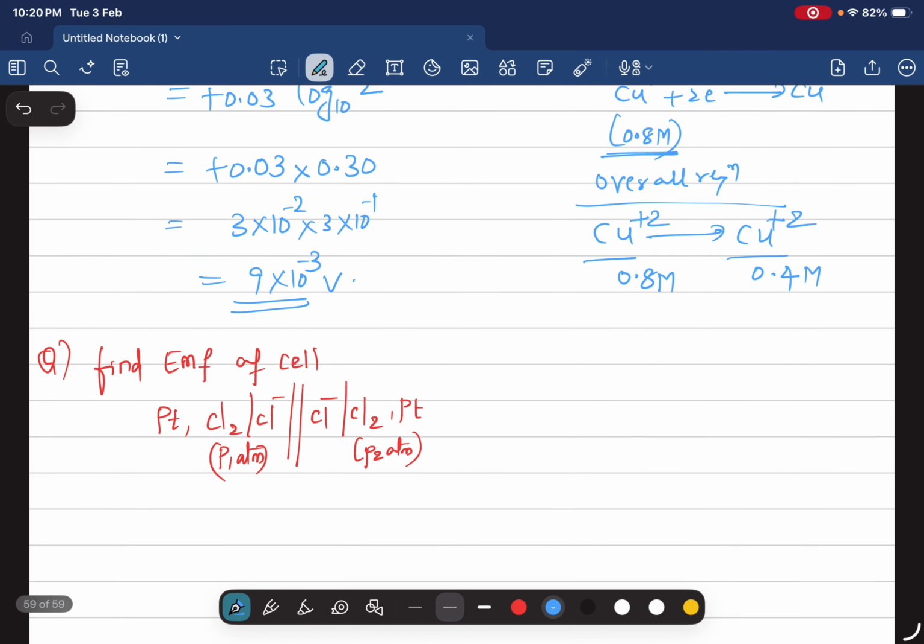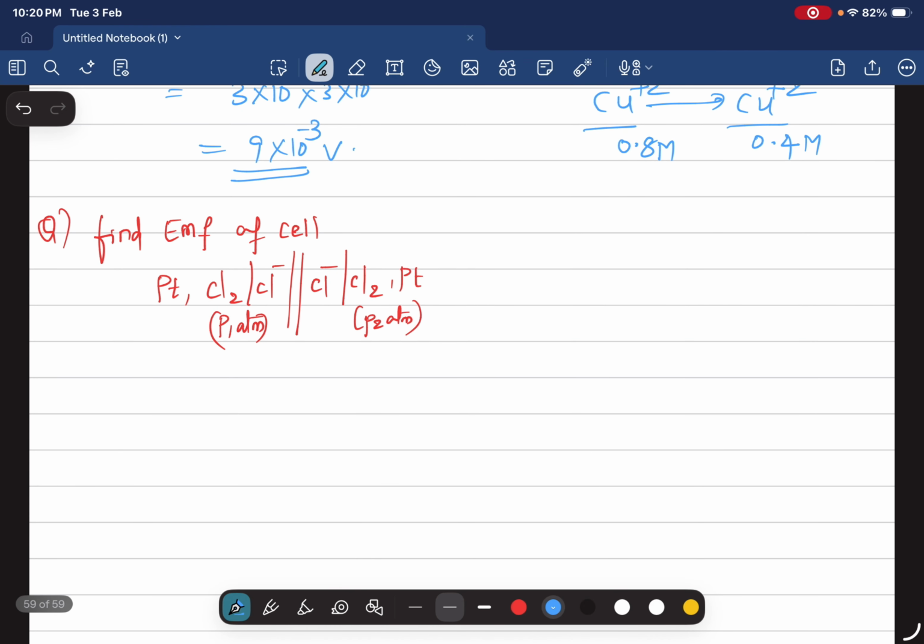Hope it is clear, students. Coming to the second question, based on the pressure difference for gaseous electrodes. The materials and composition are the same, only the pressure at the anode and cathode will differ. Find the EMF of the cell: Pt, Cl2 becomes Cl minus. What are the reactions? You can write the anodic and cathodic reactions.